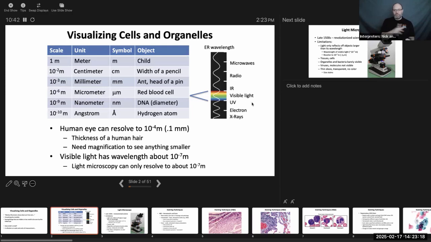In fact, very specifically, visible light ranges from about 400 nanometers, or 4 times 10 to the minus 7, to about 700 nanometers, or 7 times 10 to the minus 7 meters in length. And then there are other forms of electromagnetic radiation that have even shorter wavelengths, ridiculously tiny wavelengths.